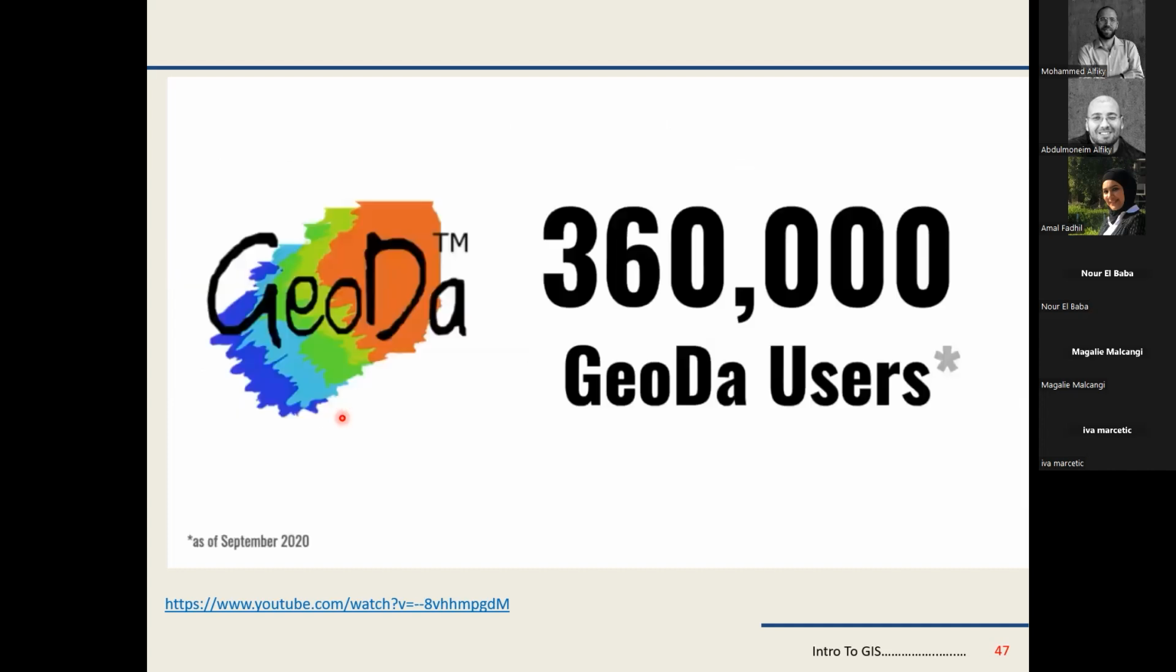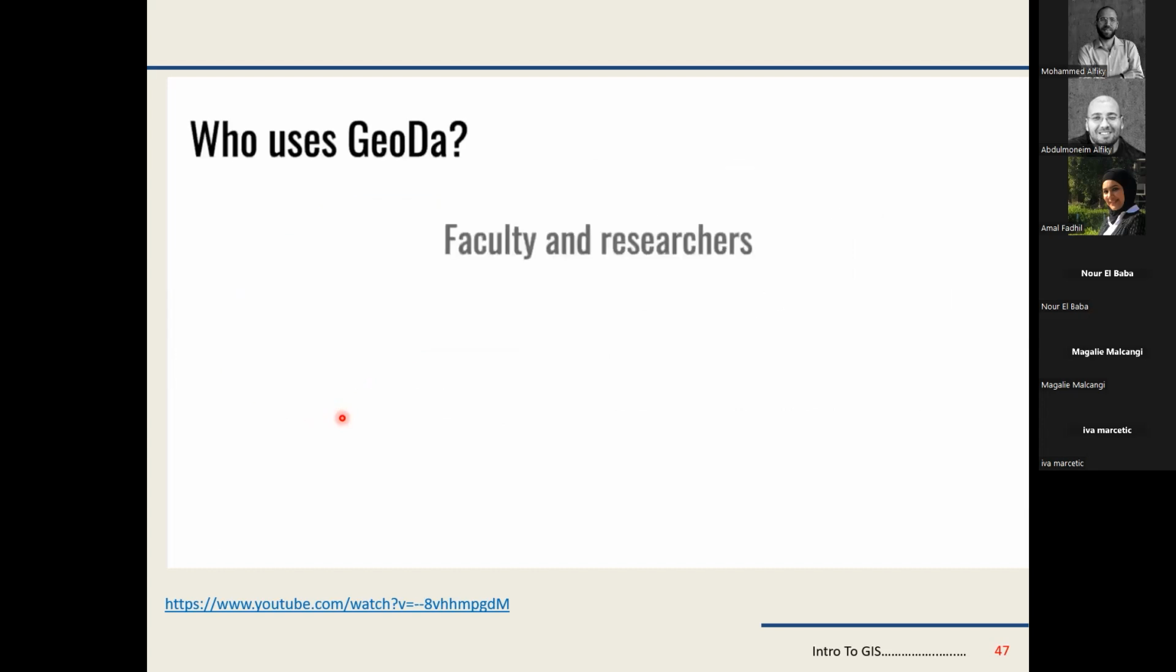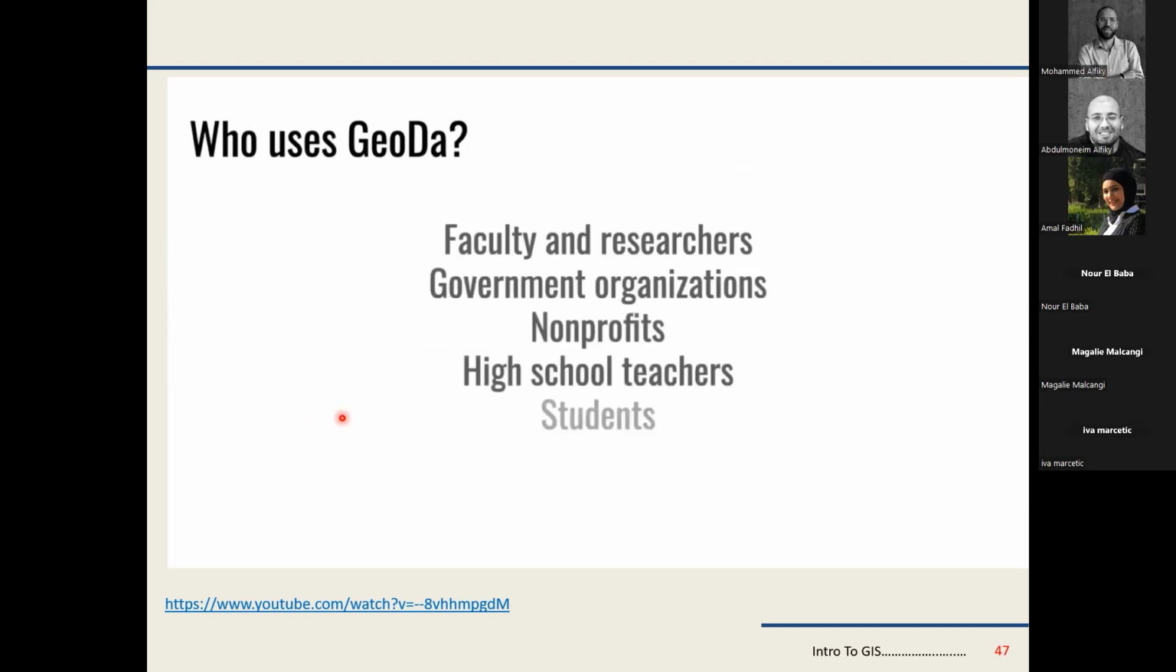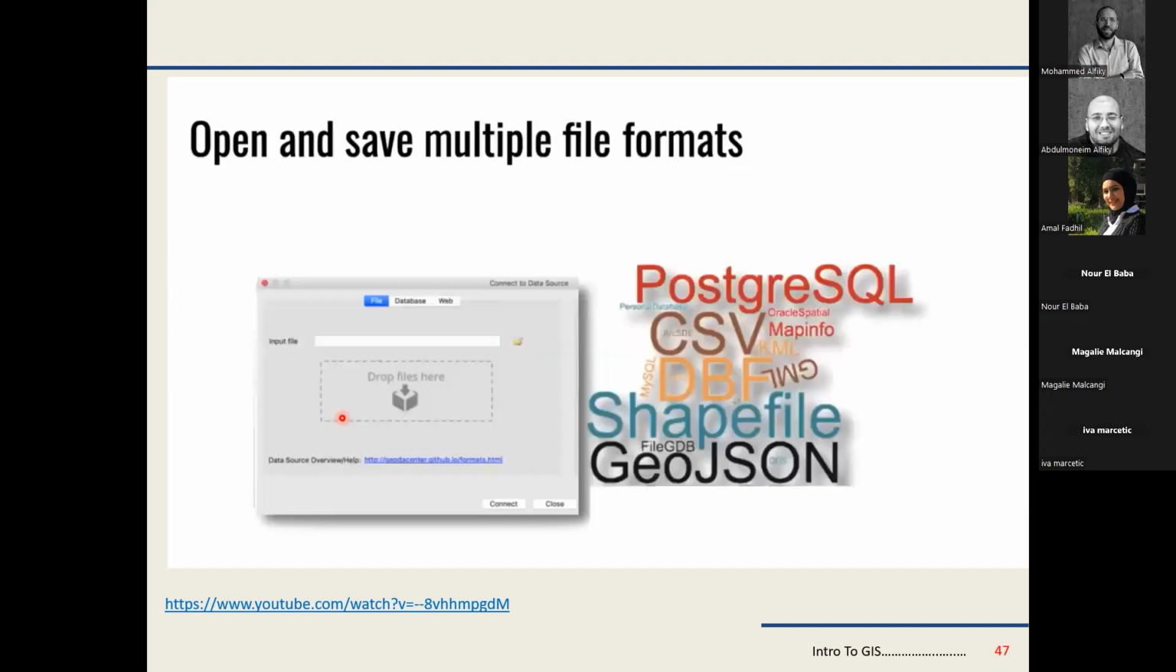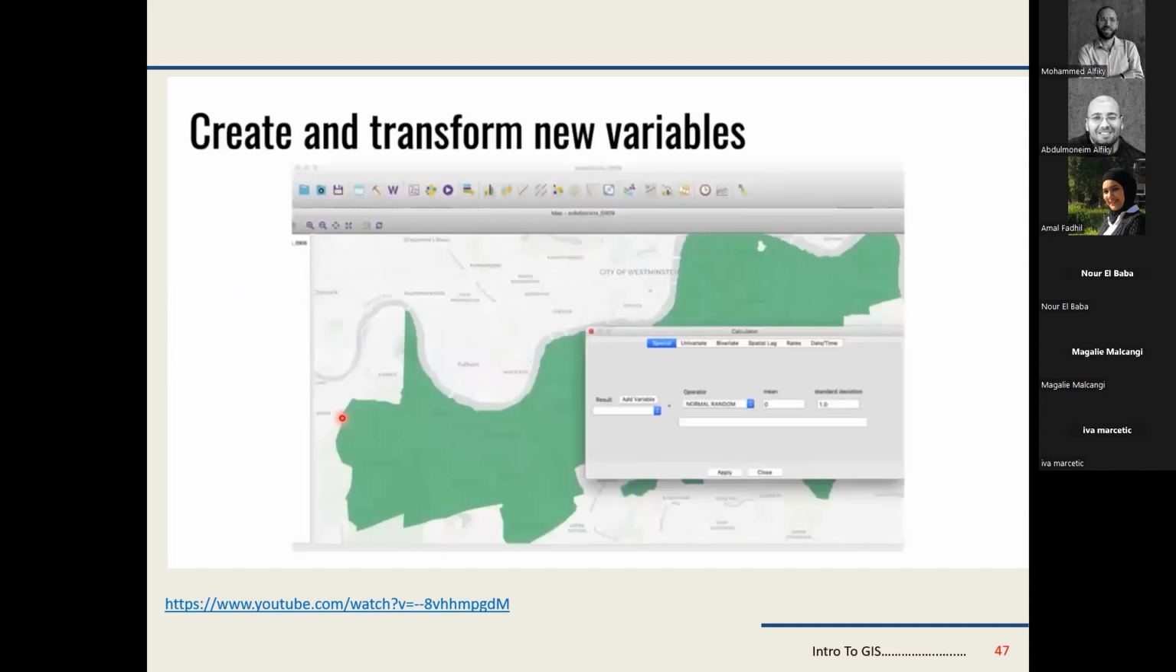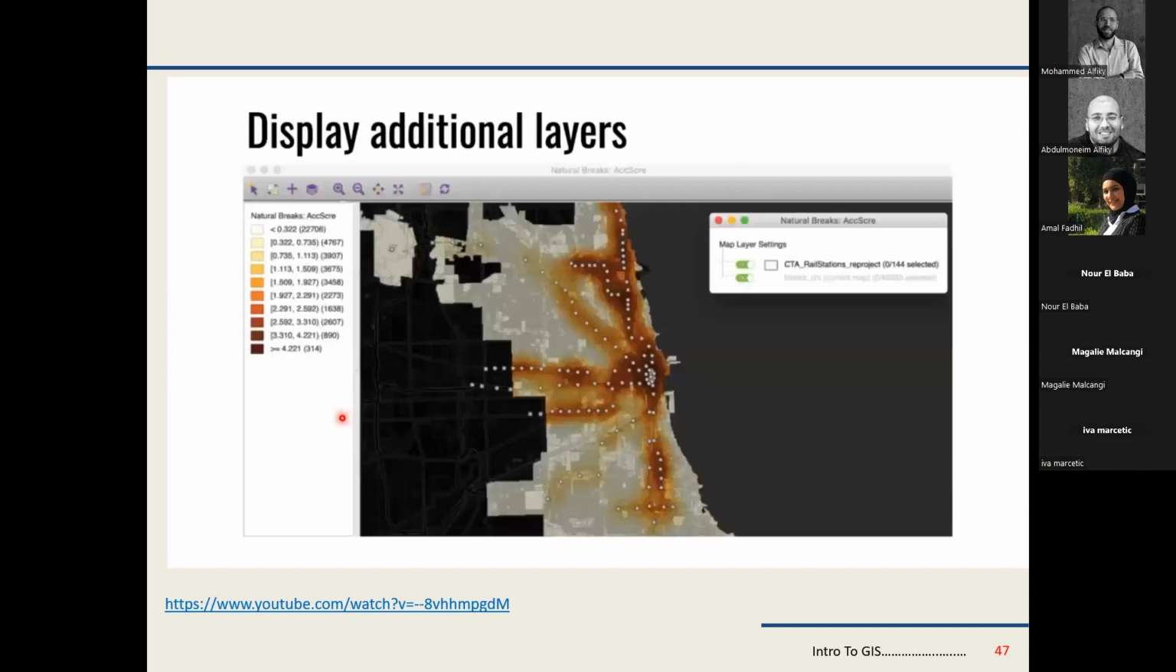So who mostly uses Geoda? As of September 2020, over 360,000 people have used the software since it was launched in 2004. And this includes not just faculty, researchers, and students in academia, but also government organizations and nonprofits across the world. So how do you start? First, you can import, convert, and export data in different formats. Then, you can also transfer variables and create new ones, and also display additional layers.